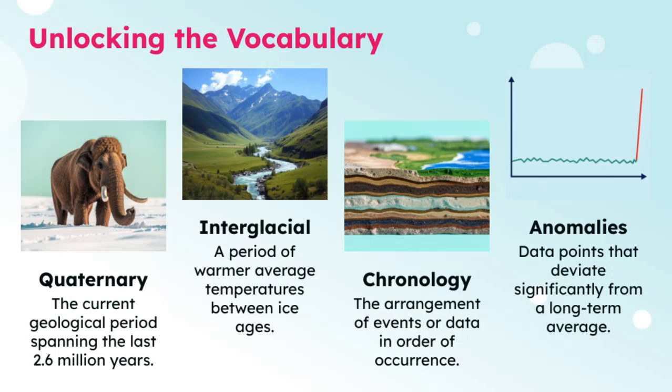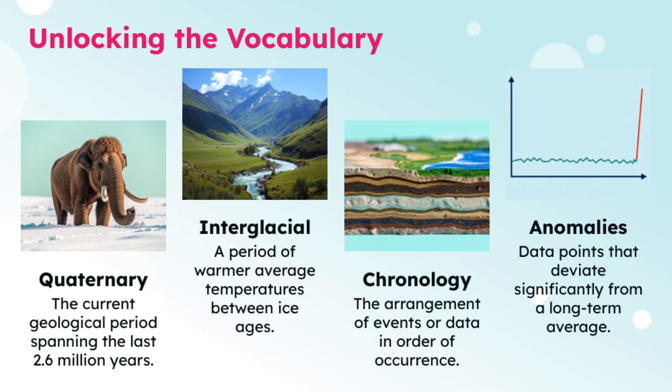Before we go further, let's look at the key vocabulary. The first word is quaternary. The Quaternary is the current geological period. It covers the last 2.6 million years of Earth's history. During this time, Earth has experienced repeated cold and warm periods. The second word is interglacial. An interglacial is a warmer period between ice ages. We currently live in an interglacial period called the Holocene.